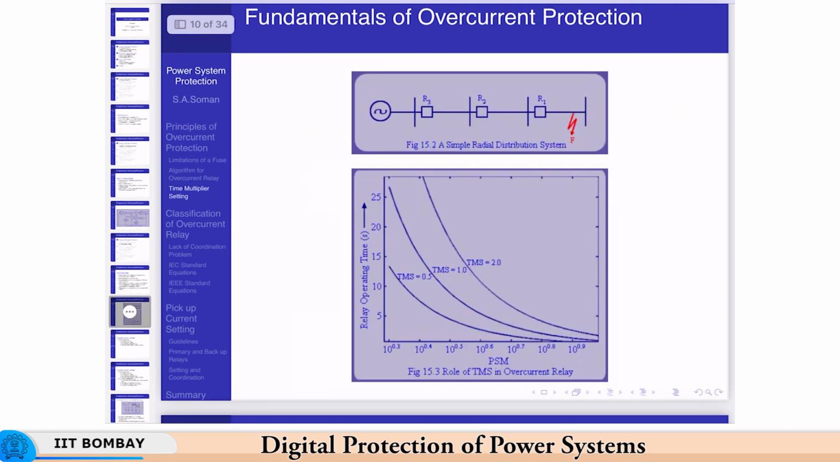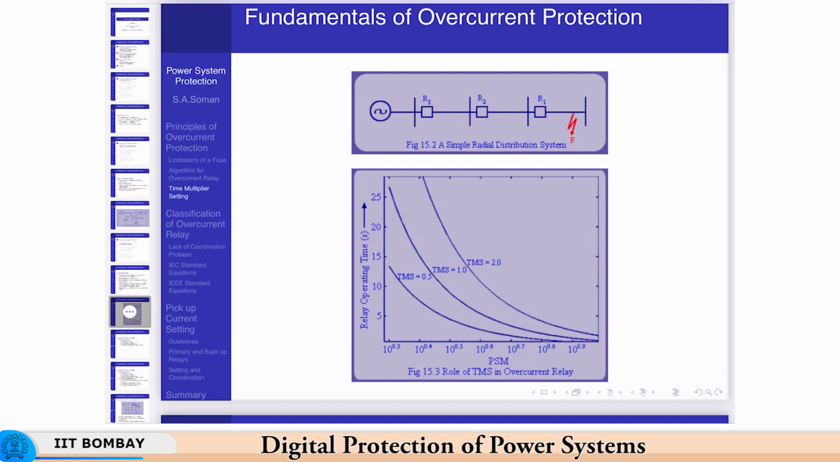Okay. So, this is the figure for the inverse characteristics of an overcurrent relay. Now, why such inverse characteristics? One is because the fuse, as we have seen in the last lecture, has a similar inverse characteristic. So, if you need to coordinate the relays with the fuses, then this characteristic is useful.